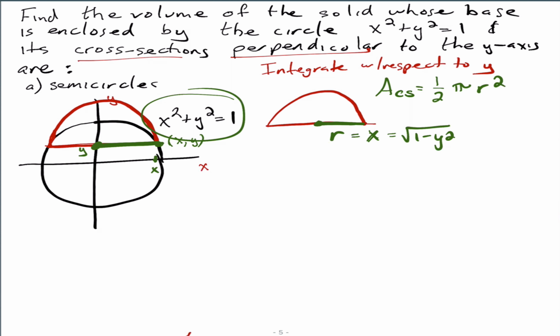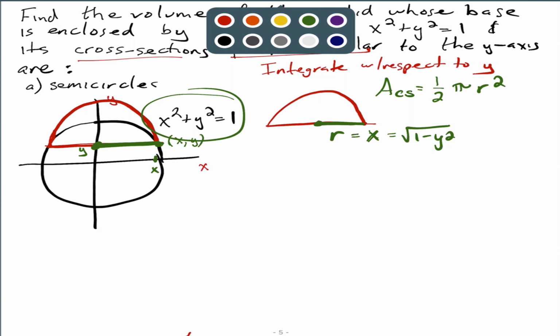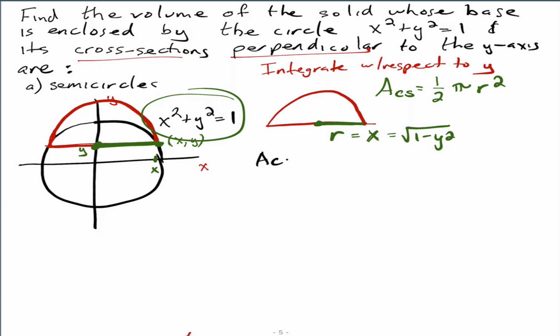All right, so that's good. That's pretty much enough to write down the area of the cross-section, don't you think? So what is the area of the cross-section? It's 1/2 pi times the square root of 1 minus y squared, squared. So 1/2 pi times 1 minus y squared, basically. Sorry, 1 minus y squared, like that. Does that make sense? Okay.